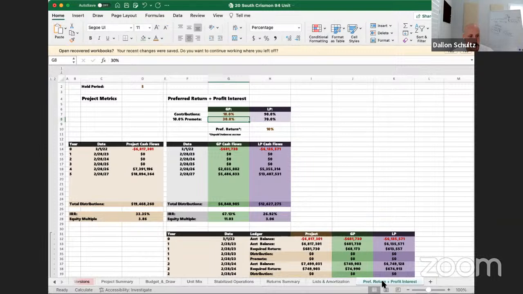What I want to draw your attention to right now is this equity multiple in purple, this 3.06. If you look at the LP cash flow, the way this deal is underwritten, this was a development deal we were looking at. This indicates that you, as a passive investor, are going to triple your money in the time frame of this deal, which is a 5-year hold, pretty typical for these large assets.